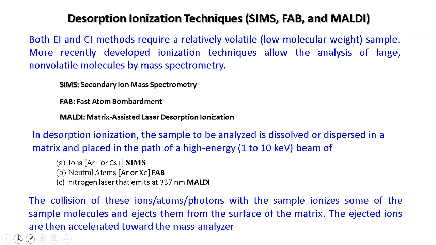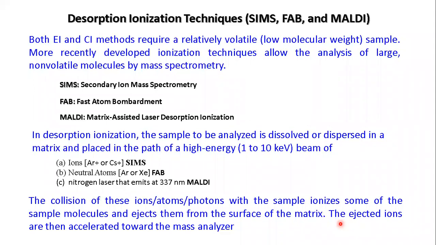Now what is happening here? The collision of these ions, atoms, or photons with the sample ionizes some of the sample molecules and ejects them from the surface of the matrix. From the matrix surface, the molecule is ejected because it is bombarded with the ions, atoms, or laser. You have a huge bombardment, which gives certain kinetic energy, so the molecules are depleted from the surface and come out, ejected from the surface.